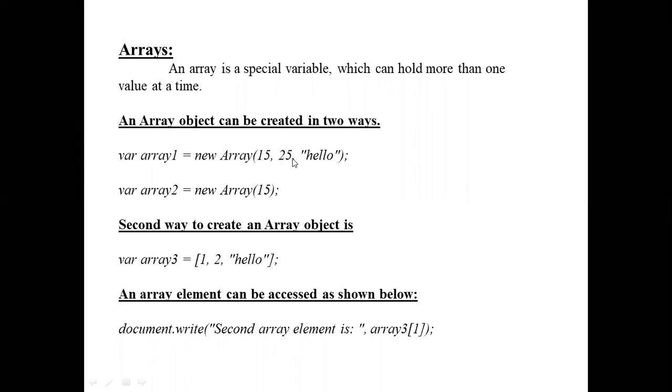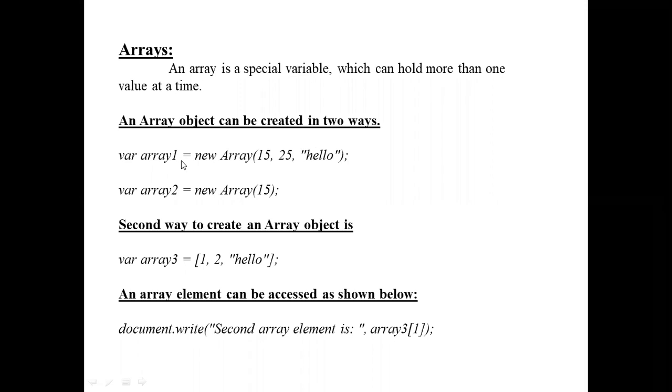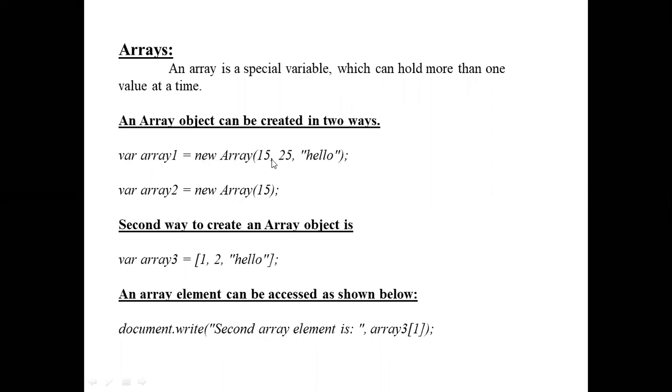So here array 1, array 2. These are two ways of creating the object. First one, array 1 equal to new Array of elements. Second one, array 2 equal to new Array of 15. Here 15 is the size of the array. Next, array 3 equal to 1, 2, hello. This is also another way to create the array object: simply take the elements in square brackets.